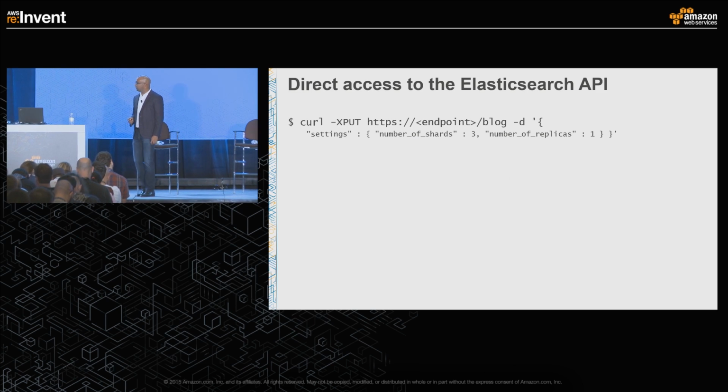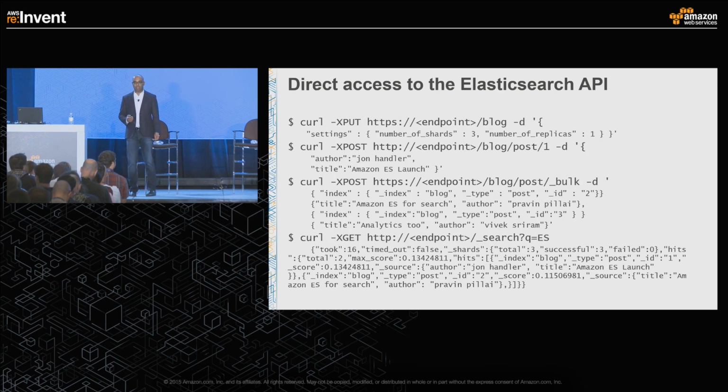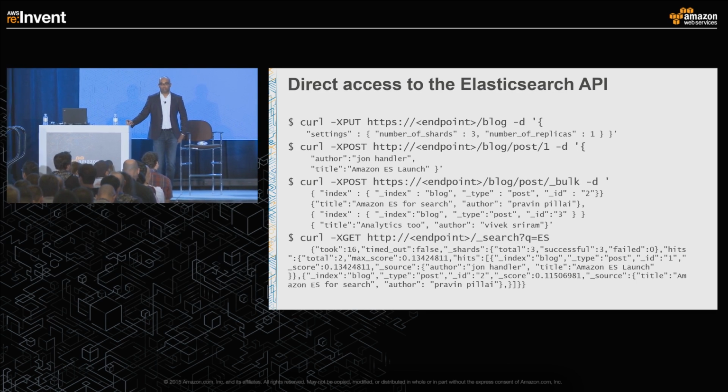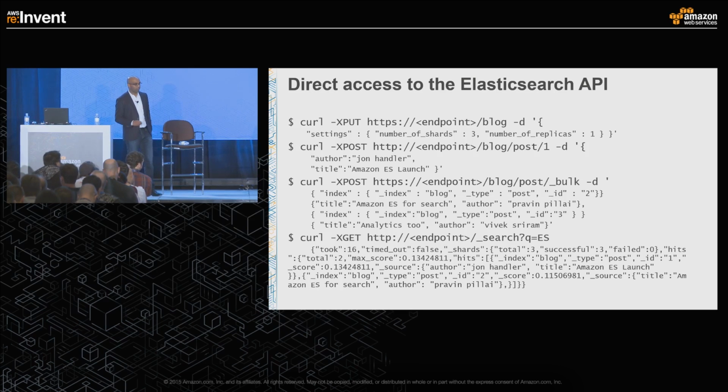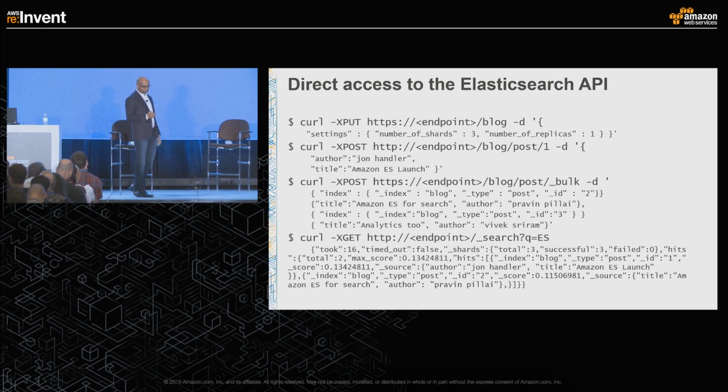The first one is direct access to the Elasticsearch API. Clearly, the service supports the Elasticsearch API, so you can use Elasticsearch to load data, right? The commands here are just some sample commands, by no means exhaustive, but they show how you can post data to an index or do a bulk post, for example, and finally run some searches to get results from the index that you've just created and loaded data into. So the important piece here is the service supports the Elasticsearch API, and you can use that to load data.